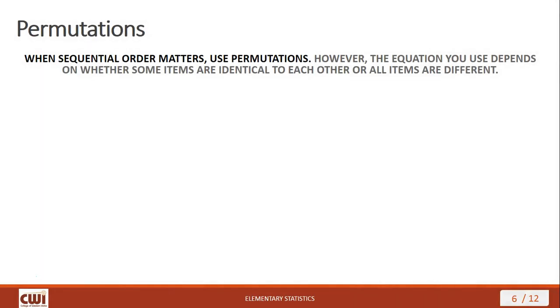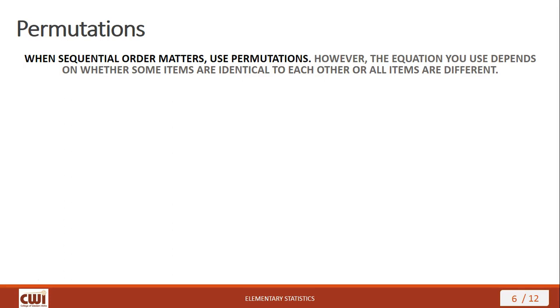Let's talk about permutations and combinations. Now, the way you know that you need to use one or the other is by asking a key question. And that key question is this: does the order matter? If the order of the sequence of events matters, then you want to use permutations. If the order doesn't matter, then you want to use combinations. So when the order matters, use permutations.